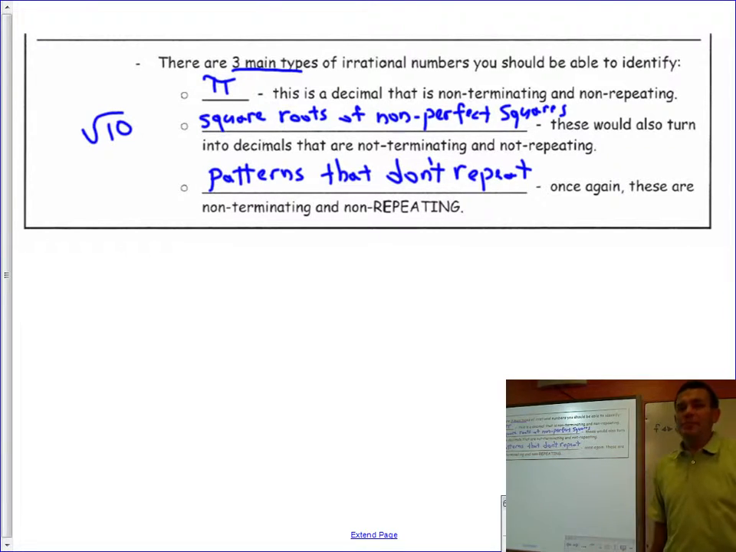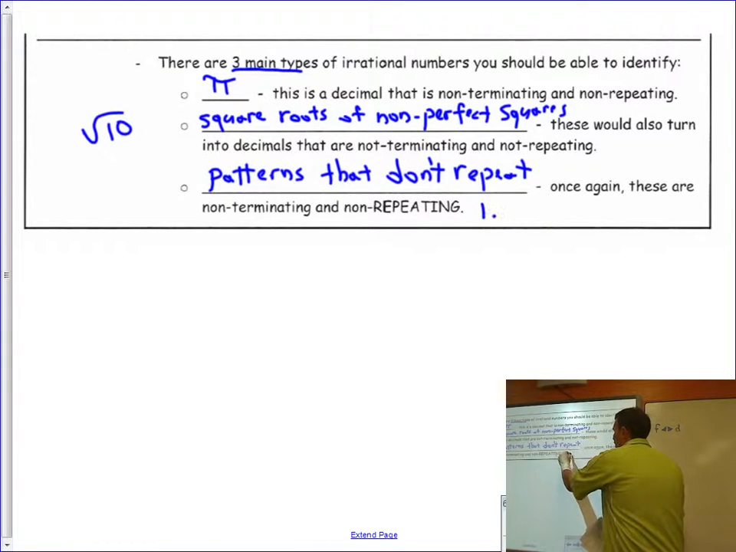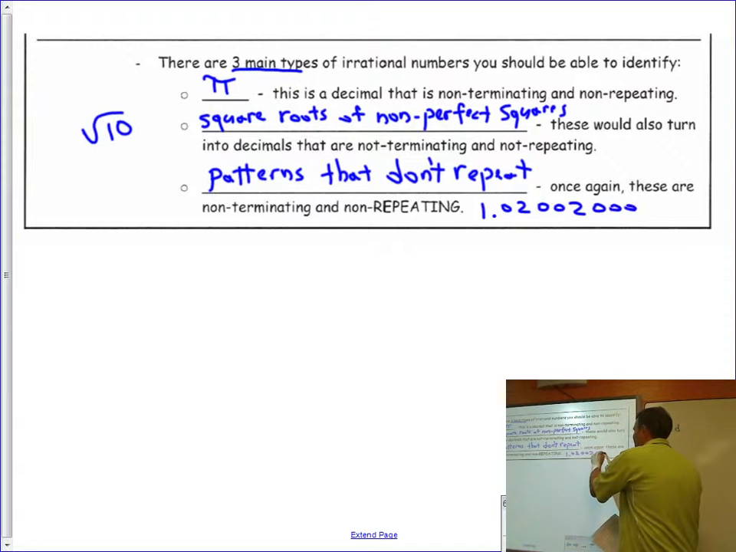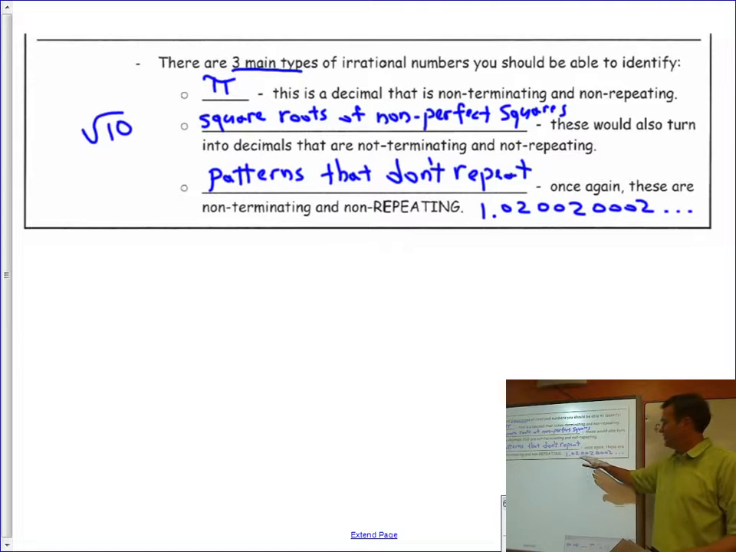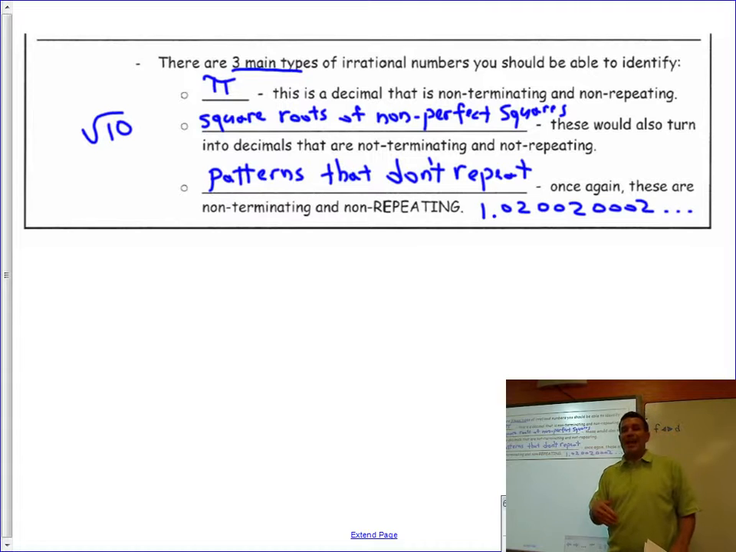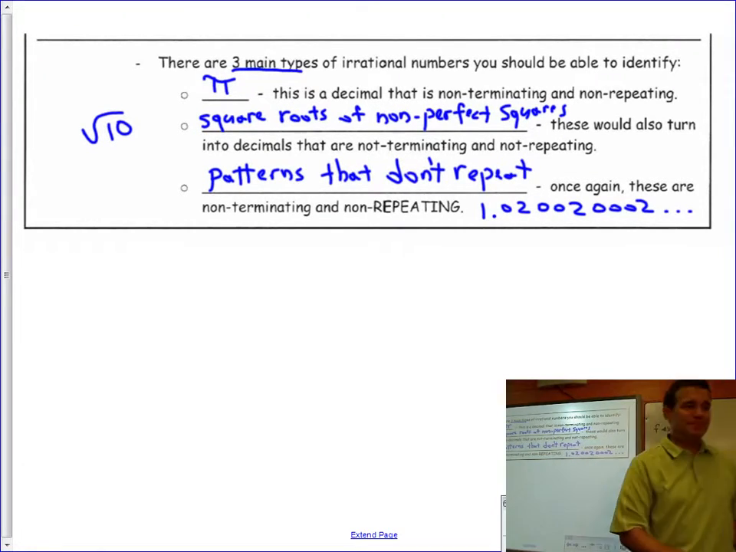And last up, patterns that don't repeat. We looked at these last section. That would be like 1.020020002. It's a pattern, but not a repeating pattern, so it's non-terminating and non-repeating. These are the three main types of irrational numbers. So our job right now is, can you tell the difference between rational and irrational numbers? We're going to do examples in part 2.